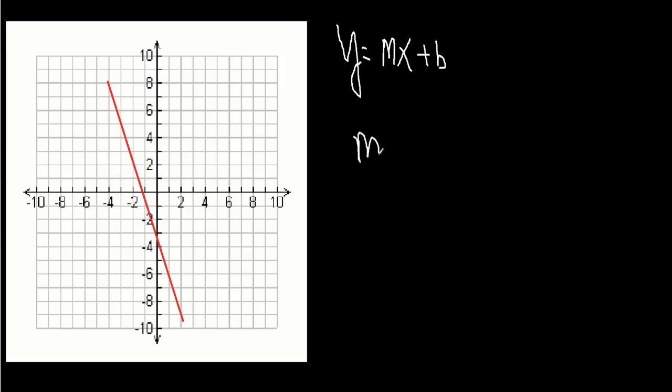So m equals y2 minus y1 over x2 minus x1. Now we have our equation here. We have to find our points on our graph. So our points could be, we could take this point here, which is (1, negative 6), and we could find another point, which is here, (negative 3, 5).